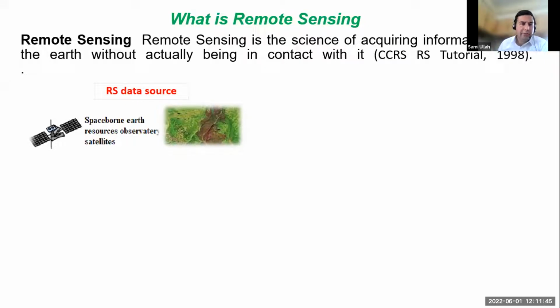But here we are talking about the Earth resource observatory satellites, and those can be active satellites and passive satellites. For example, passive satellites work on the presence of natural energy, that is, the sun. We also have active satellites which emit their own light toward the ground. The reflected light goes back to the sensor present in the satellite, where it is detected, and then we analyze this data using GIS software for different meaningful information.